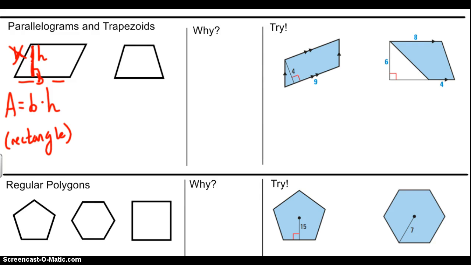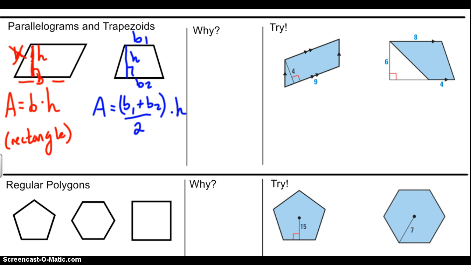For trapezoids, slightly different. The height is the same thing. It's perpendicular to the base. But we've got two bases. So we're going to call this one base 1 and this one base 2. The area of a trapezoid is base 1 plus base 2 divided by 2 and multiplied by the height.